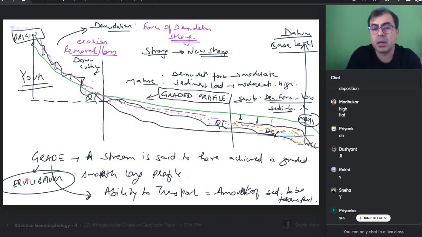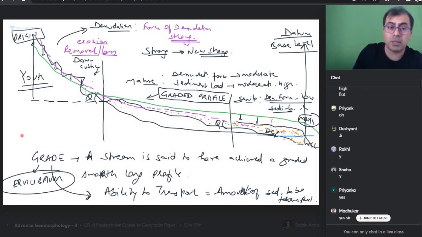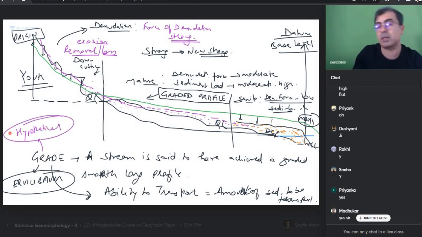Everyone okay? Now Davis says that eventually this will happen, an equilibrium will come, but unfortunately this is a hypothetical concept. Nowhere in the world has any stream reached such a graded level. Is everyone with me? Any questions on this in this episode?